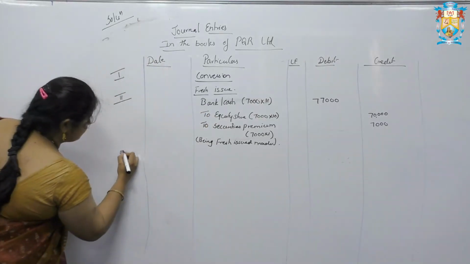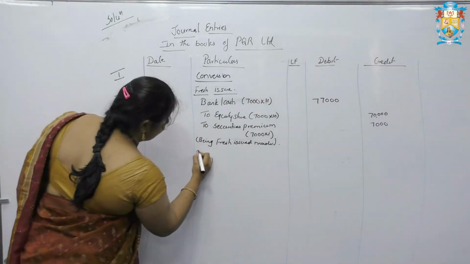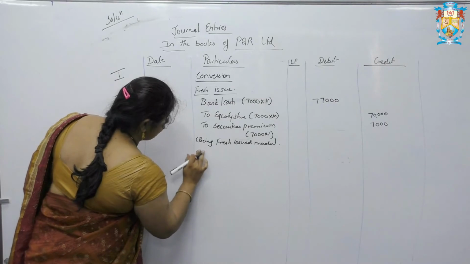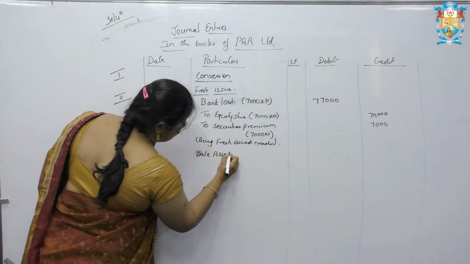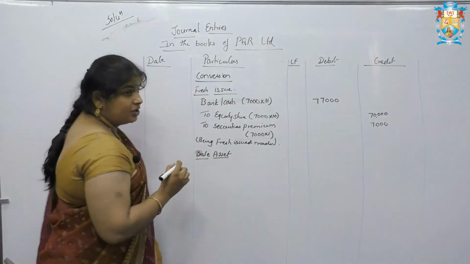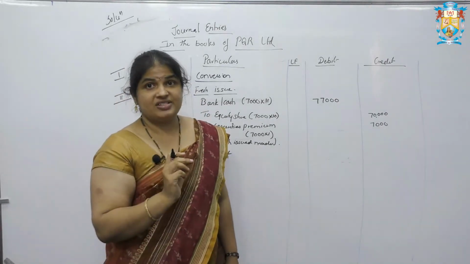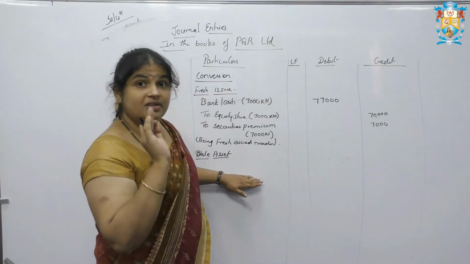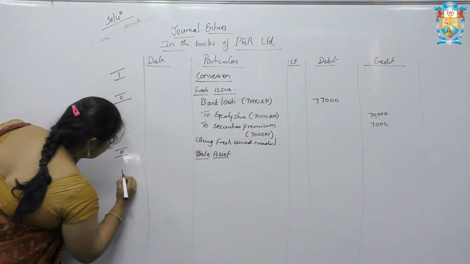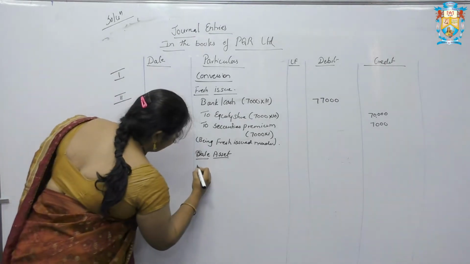Come to the third step, sale of asset. Now read the question to see whether there is a sale of asset. So here in this problem there is no sale of asset. Ignore the third step. Directly come to the fourth step, that is arranging the premium amount.